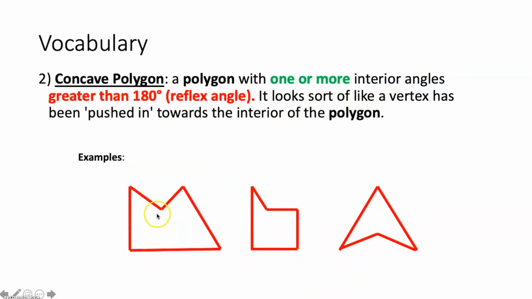However, one of the angles is a reflex angle, meaning that its measure is greater than 180 degrees. So here we have a reflex angle greater than 180 degrees. Here, a reflex angle greater than 180 degrees. Here we have a reflex angle greater than 180 degrees. Because each of these polygons has an angle with a measure greater than 180 degrees, it would be considered a concave polygon. And an easy way to remember that is it looks like it's being caved in.